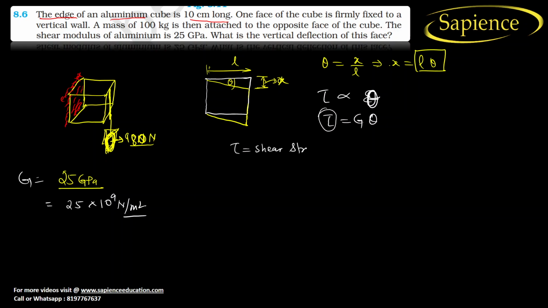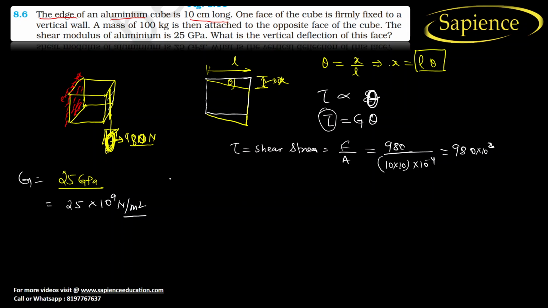See here, why is it shear stress? Because force is acting parallel to the surface area. So tau is equal to force by area. Our force is 980 Newton divided by the area of the cross section. Since it is a cube having a side of 10 centimeter, this is 10 into 10 into 10 to the power minus 4 meter square. So finally it will be 980 into 10 to the power 2. So this is the shear stress.